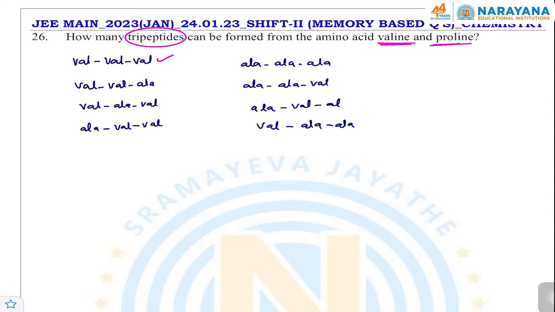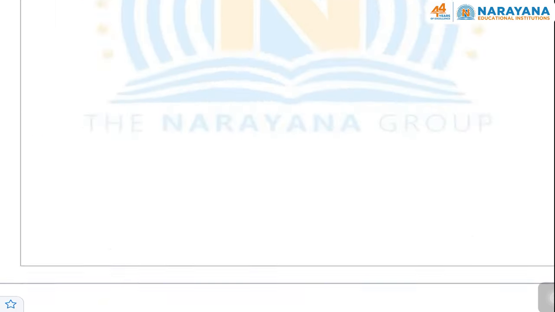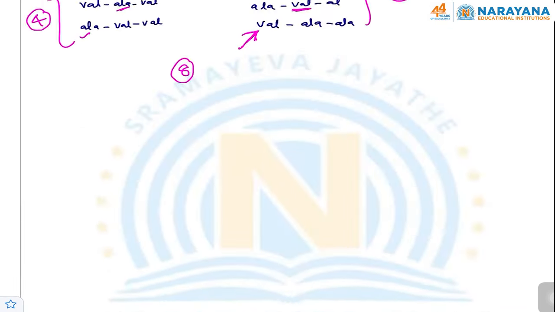So we can write all valines, valine, valine, valine. One of them can be proline. It can be at the C terminal, or it can be in the middle, or it can be at the N terminal. So total 4. Similarly, we can write all prolines. One of them is valine. It can be at the N terminal or at the C terminal, or it can be in between. So here again we are getting 4. Total 8 tripeptides are possible.